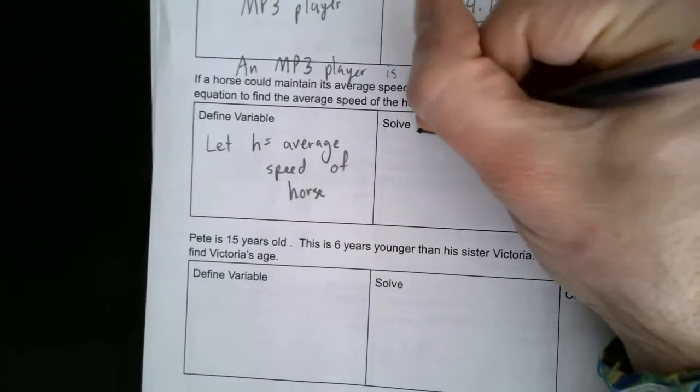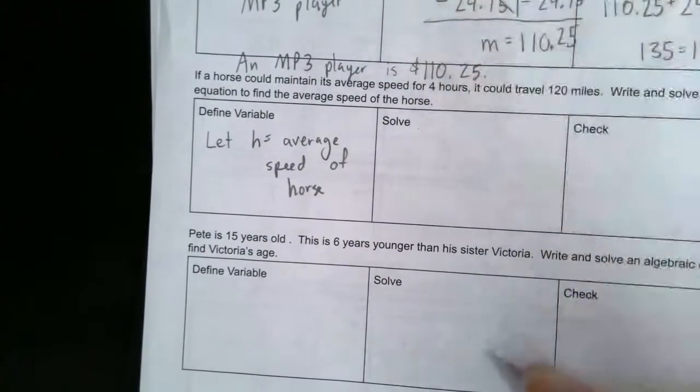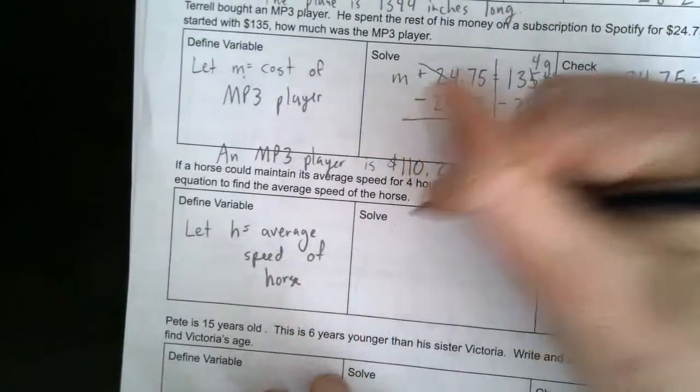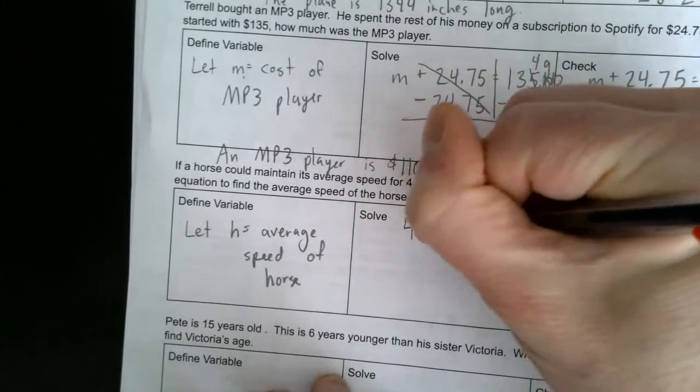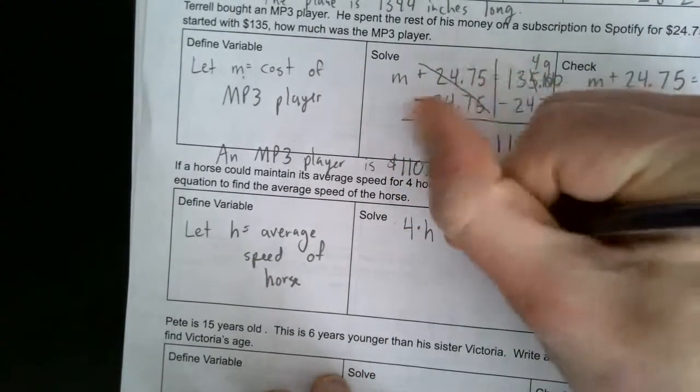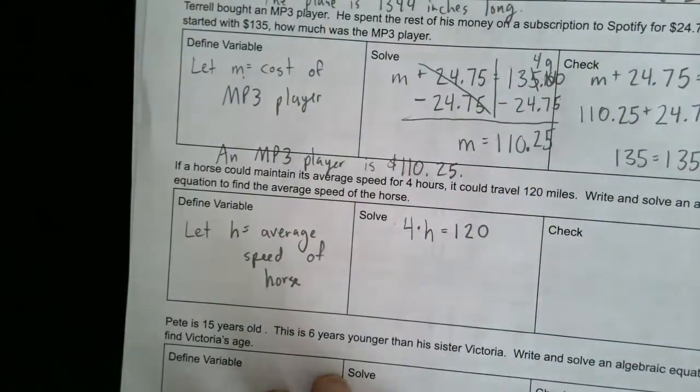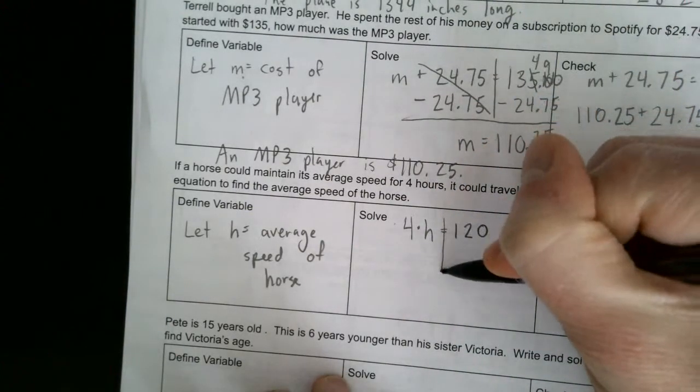So 4 would be the part, because multiplication equations will look like this: part times the variable equals the total. 4 is probably the part, 120 is probably the total. So 4 times h equals 120.